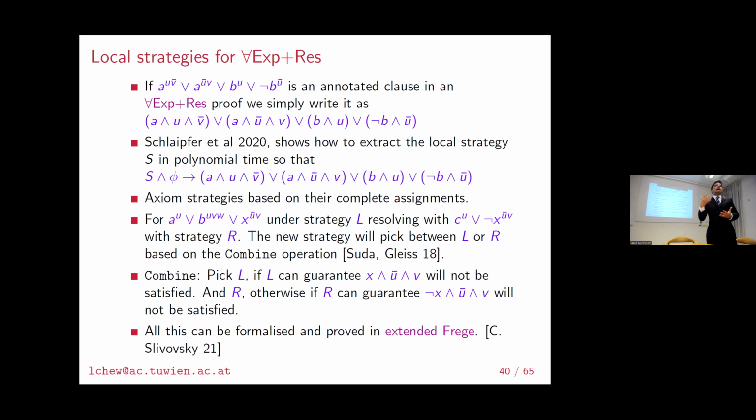And your new strategy is going to have to pick between L or R, depending on what happens. If it can guarantee that this particular conjunction is not satisfied, then you can pick L, because it means that in this particular clause, one of these two things would be satisfied, and likewise with R. And it can do this in advance in respect of the ordering as well. So we formalized this all within propositional logic, and that gave us our P simulation by using this whole technique.